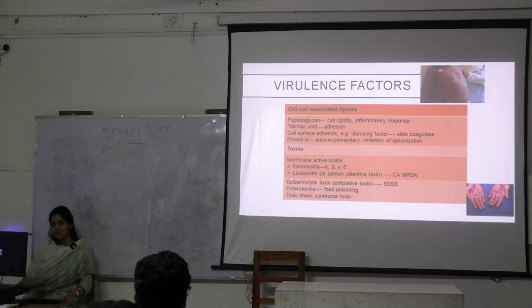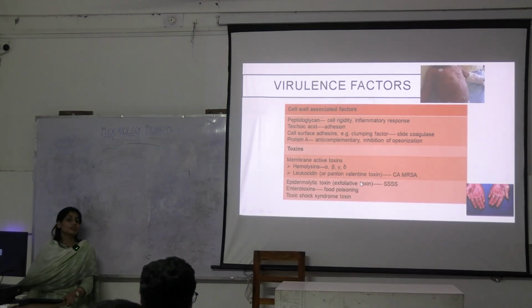Okay. Then these are all toxin mediated diseases where you can see the epidermolytic toxin. What does the name suggest? Epidermolysis. So it means it is removing the external layer of your skin, right? What is the external layer of the skin?